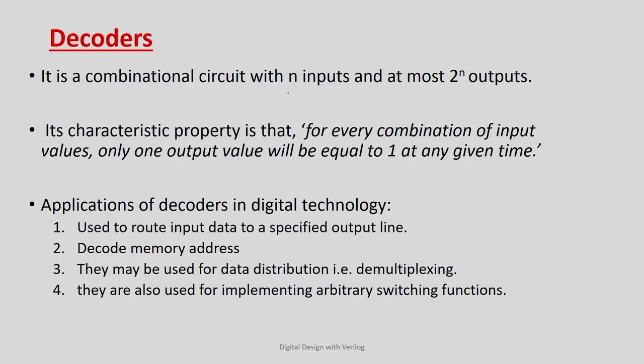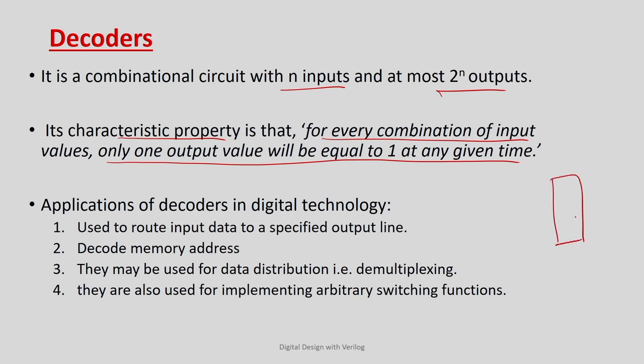Now, I will move on to the decoder. Is this the opposite circuit? It basically has n inputs and 2 to the power n outputs; it is just the opposite of the encoder. Its property is that for every combination of the inputs, only one of the output values will be 1. Right. So I have a module which will have, say, 2 inputs and 4 outputs. So it is basically a 2 to 4 decoder.